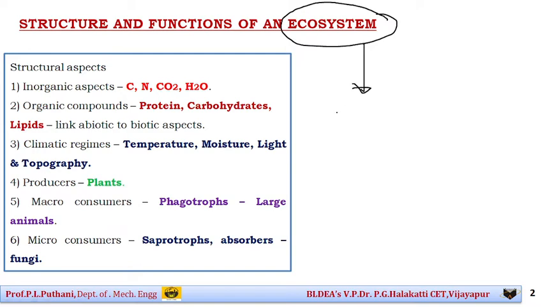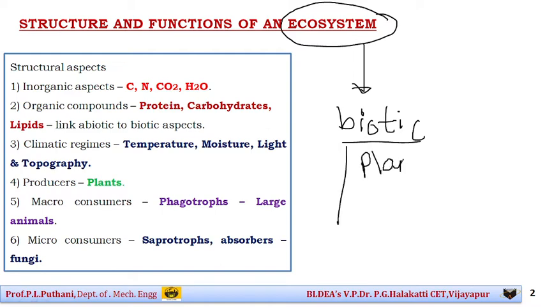It consists of biotic creatures. These biotic creatures are nothing but the plants, then the animals, and different kinds of living creatures. It includes even the microorganisms, insects, birds, and other things.